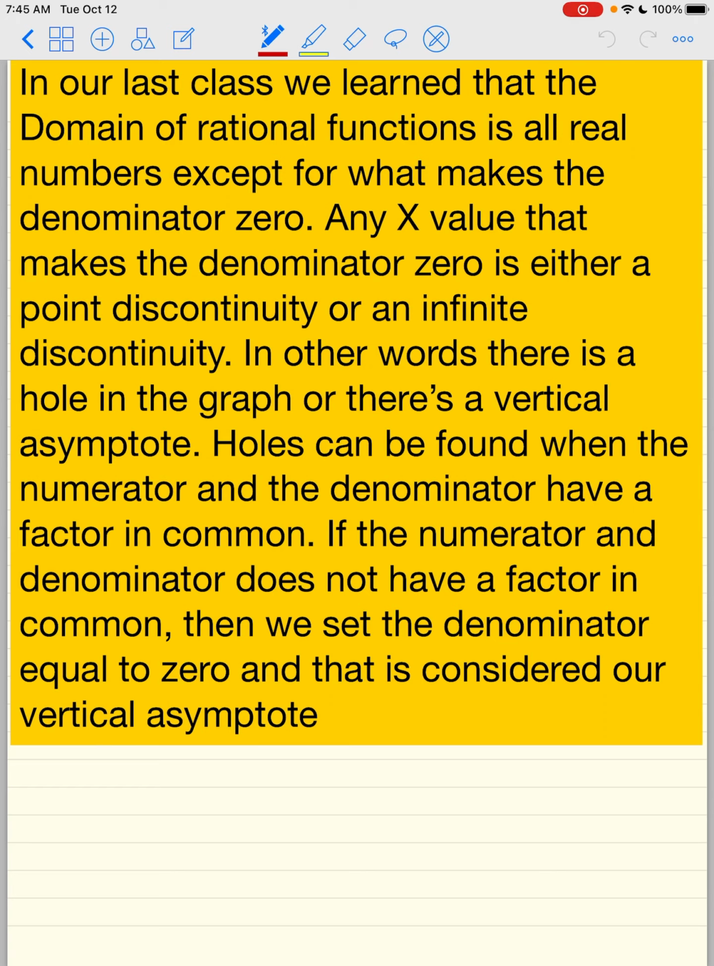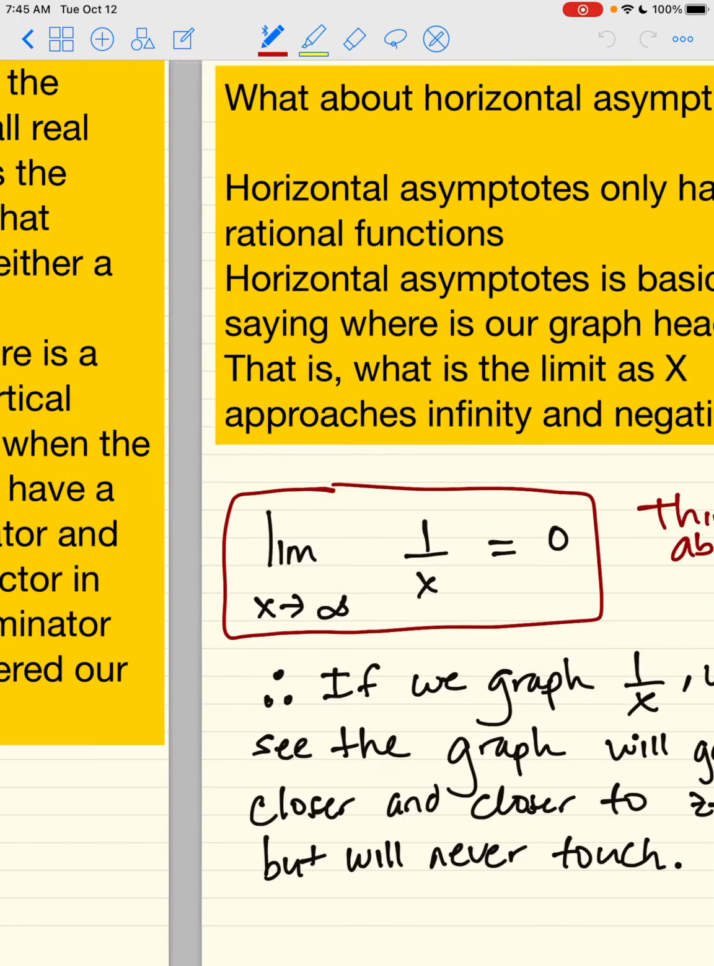Holes can be found when the numerator and the denominator have a factor in common. If the numerator and denominator do not have a factor in common, then we set the denominator equal to 0, and that is considered our vertical asymptote.